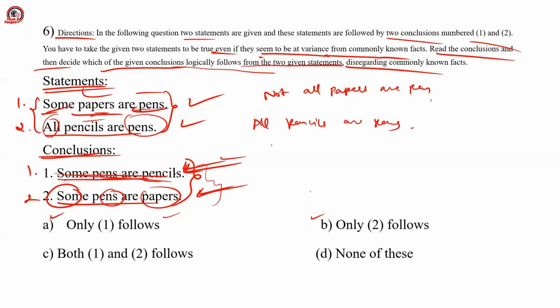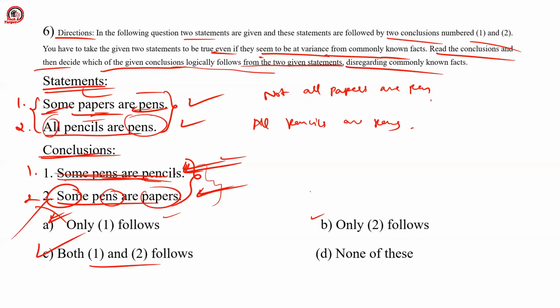If you had read only conclusion 1 and marked option A, you would have got 0 marks, because option C is the right option for this question, as both the conclusions follow the statements. Even though conclusion 1 is correct, option A would be wrong because you have not taken care of the second conclusion. So you have to be careful. Read both the conclusions and only then judge the answer, right? Till then you should not choose any option.